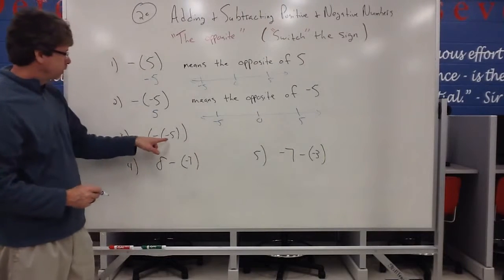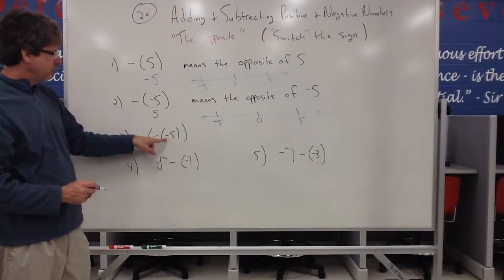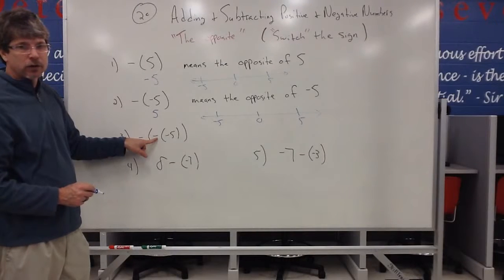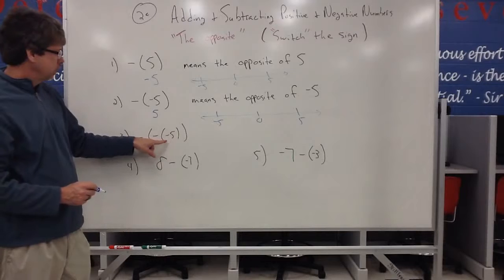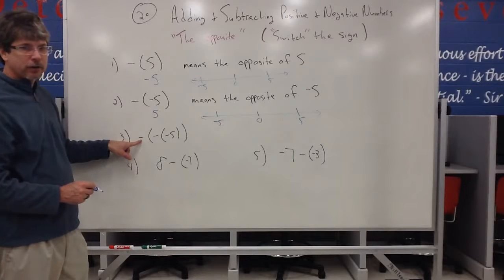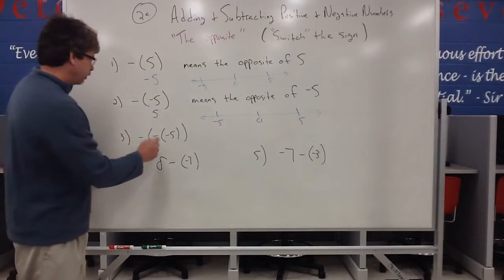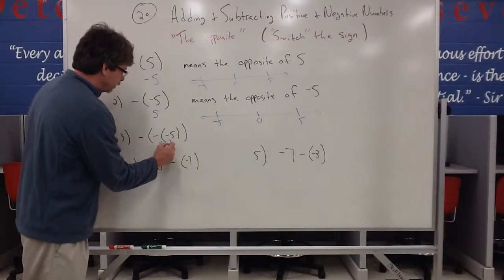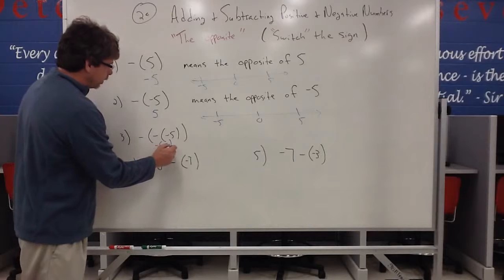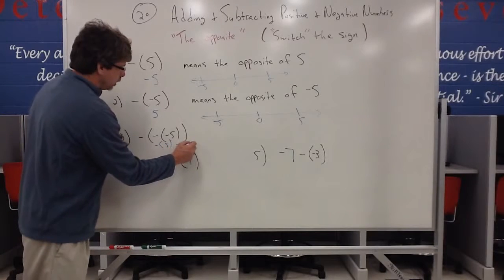So if I look at this problem, notice I have a negative 5, but I've got to take the opposite of the negative 5. So the opposite of negative 5 becomes a positive 5, but then I've got to take the opposite of positive 5, and that's going to give me a negative 5. So this part here changes into a 5, but I still have to take the opposite of 5, and that in turn gives me a negative 5.